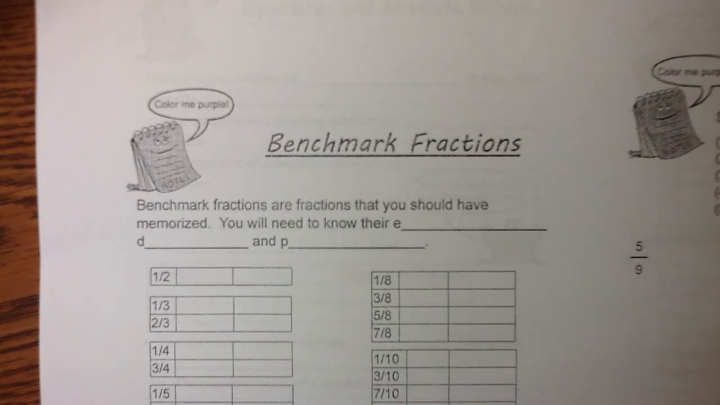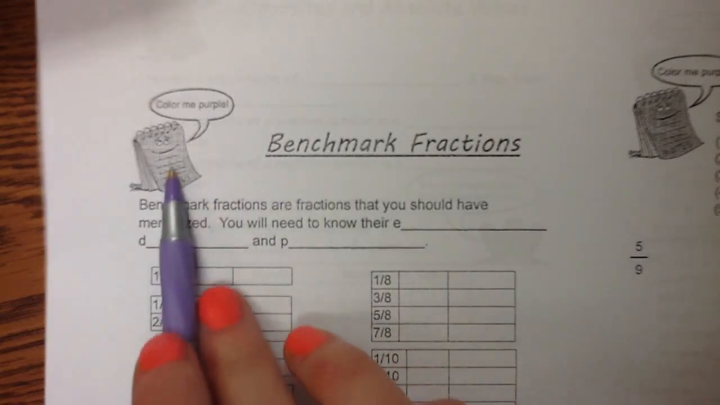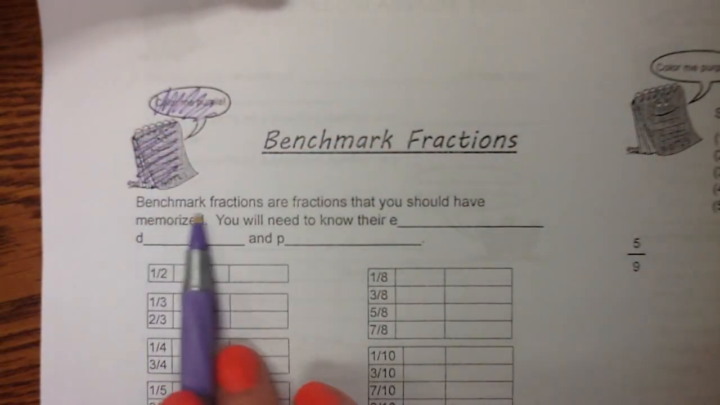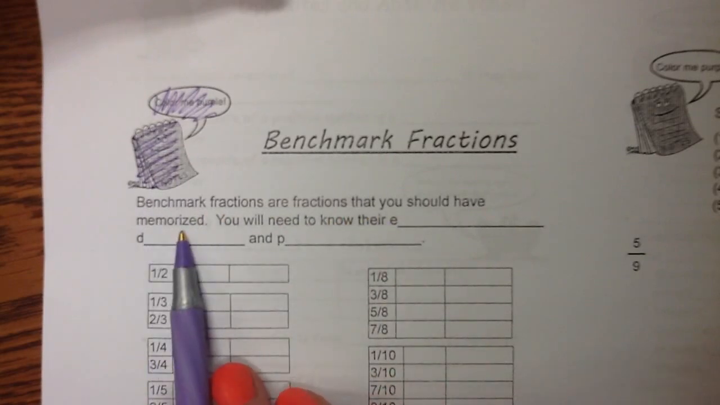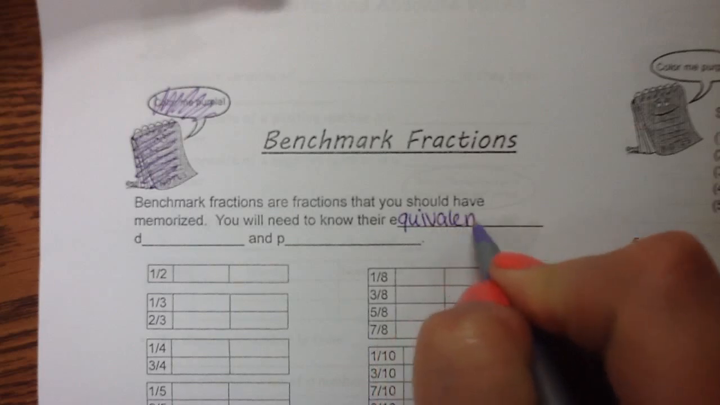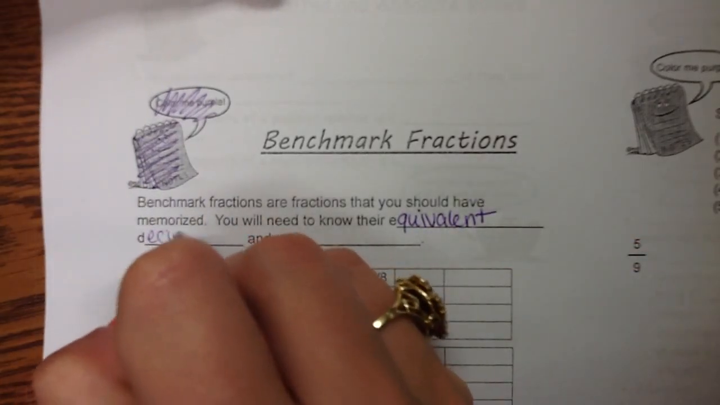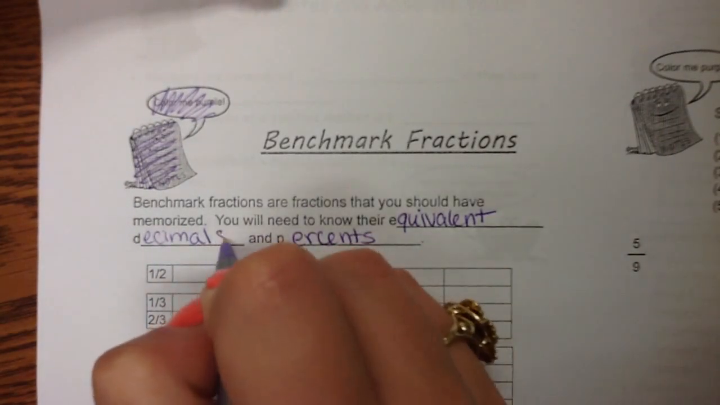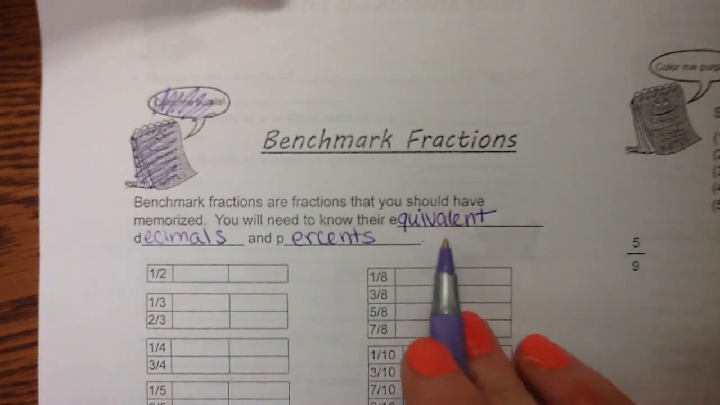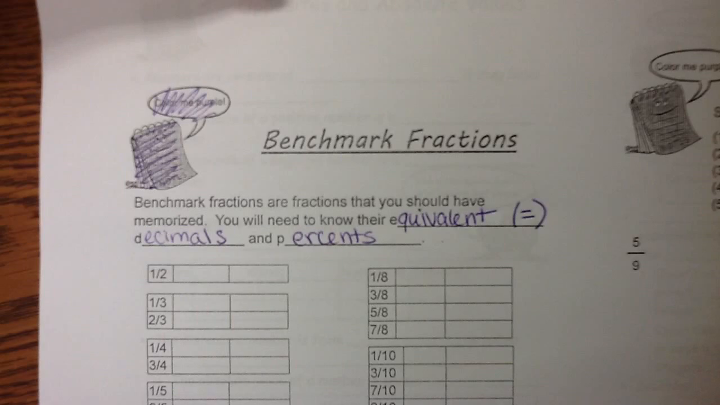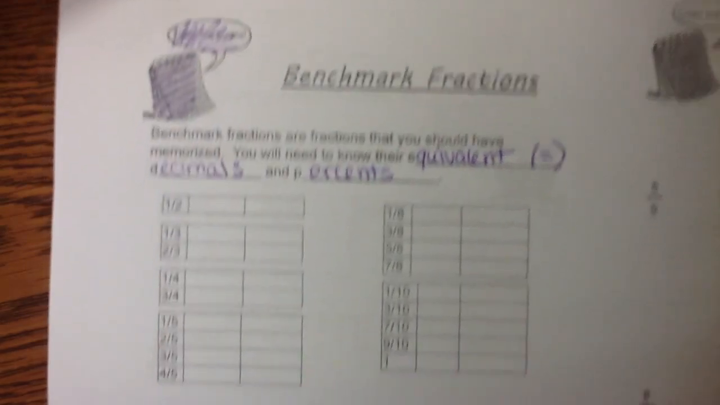In this lesson we're going to discuss benchmark fractions, and this is still part of Unit 1, so we're still coloring purple. Benchmark fractions are fractions that you should have memorized. You'll need to know their equivalent decimal values and percent values. Equivalent is just a fancy word for equals. So these decimals, these fractions, and these percents are all equal to each other.